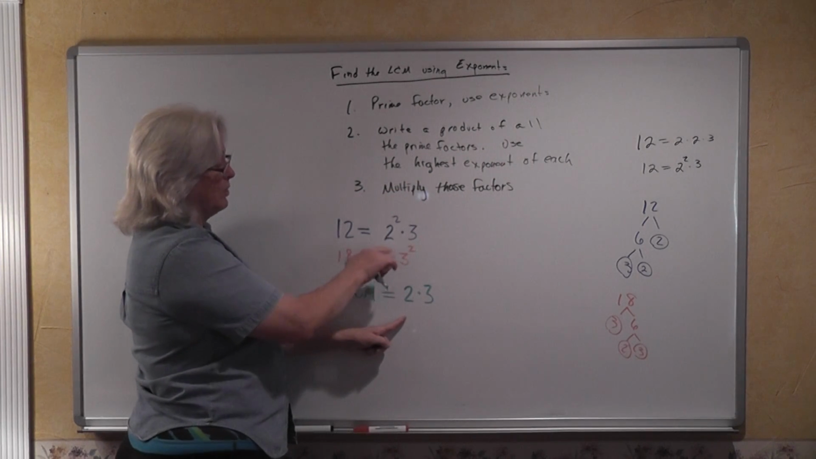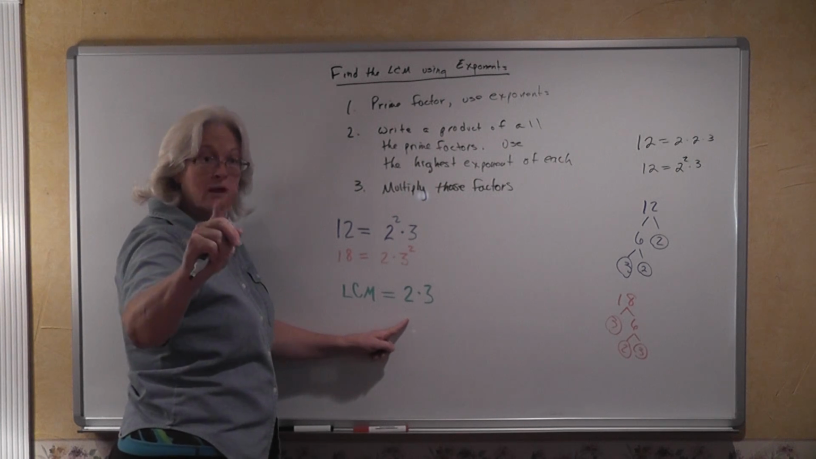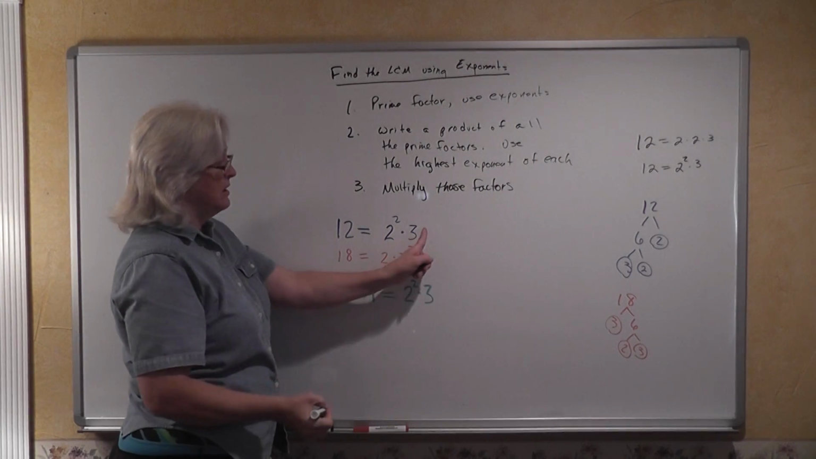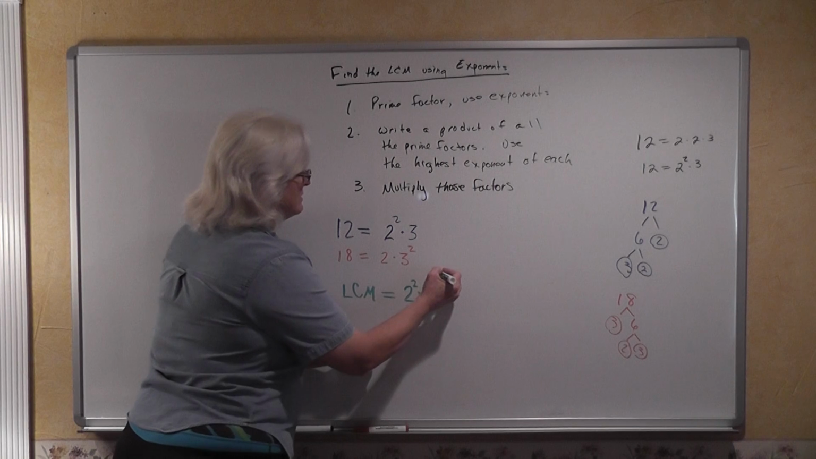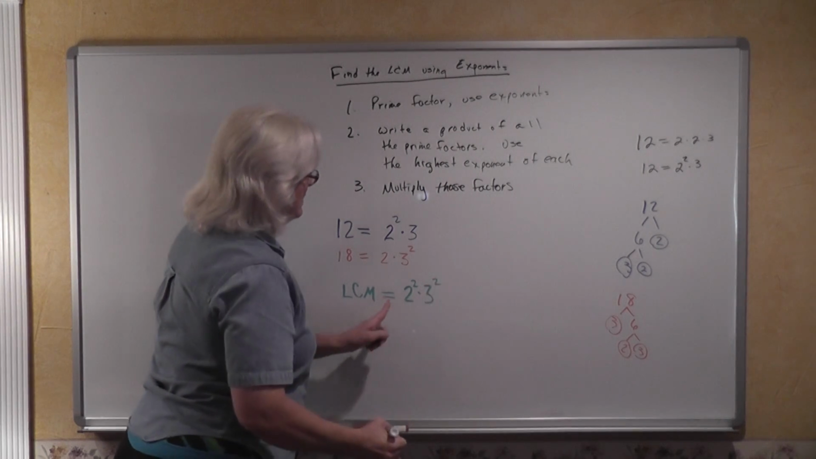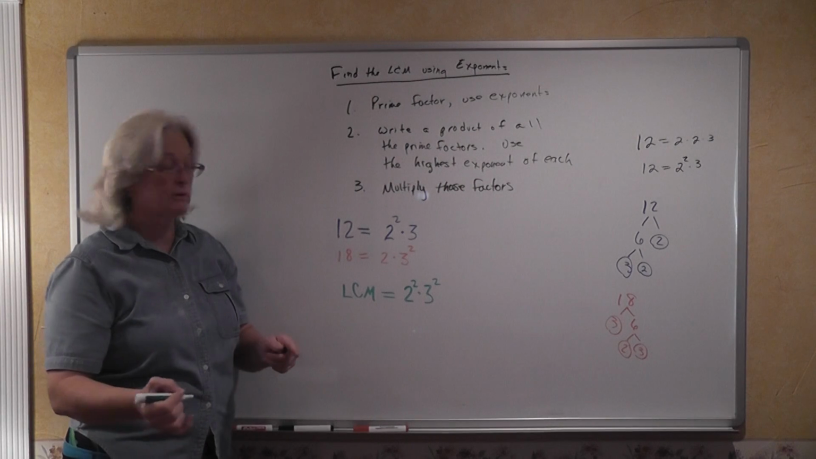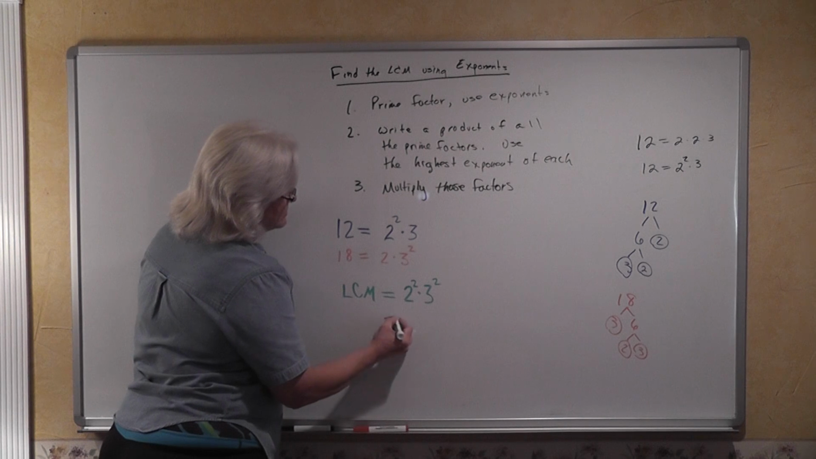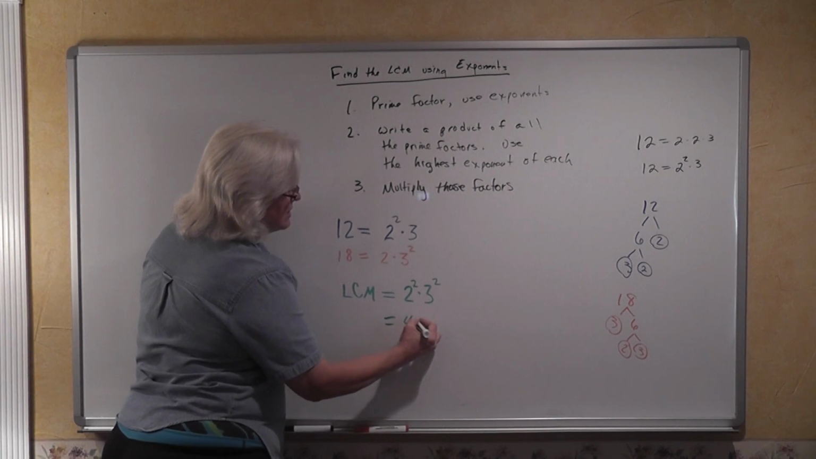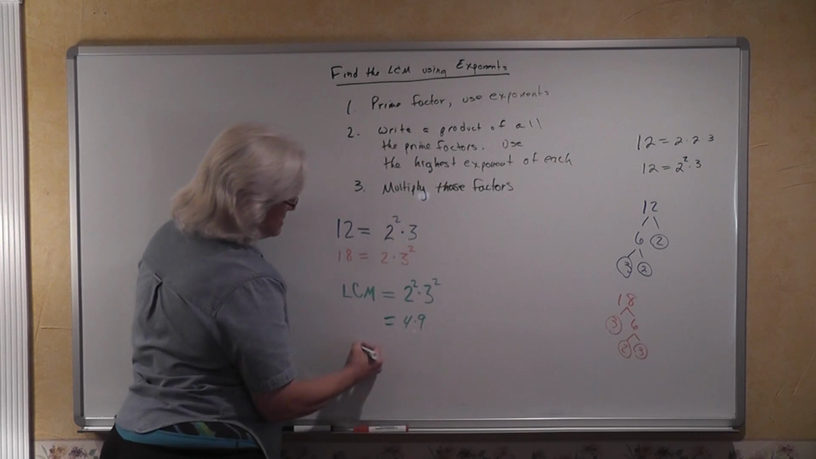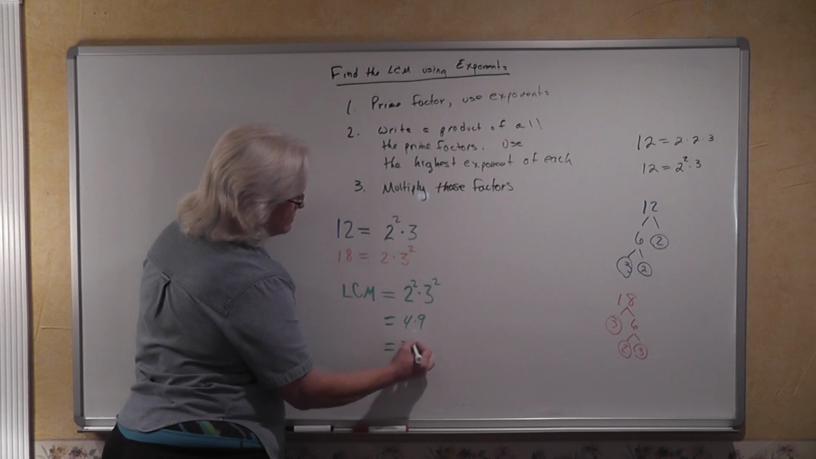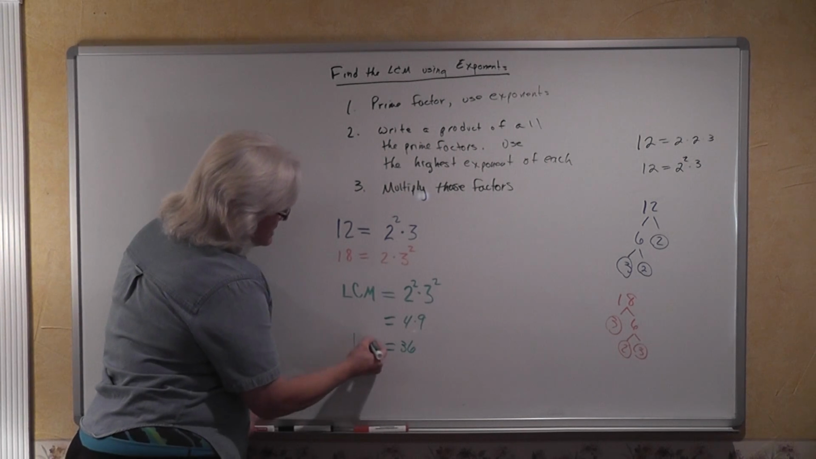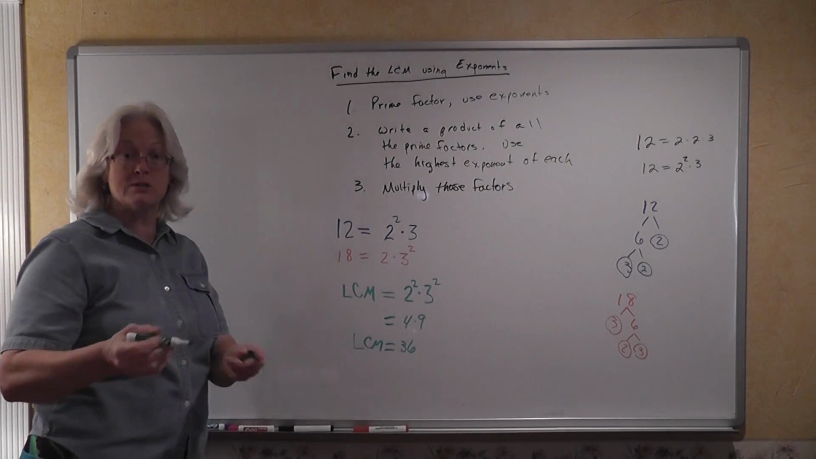We have an exponent here of 1. You don't see it, but if there's not an exponent, you understand it to be 1. So we have 2 squared. The squared is the highest. And here we have 3 to the first and 3 to the second. So we have that the least common multiple is 2 squared times 3 squared. Then our final step says let's multiply these factors out. So we have 2 squared is 4, times 3 squared is 9, and you have that the least common multiple is equal to 36. So this is an easy one to verify just by writing out multiples.